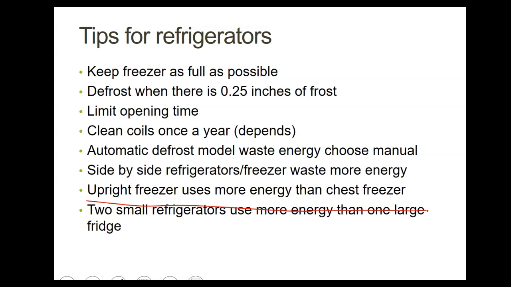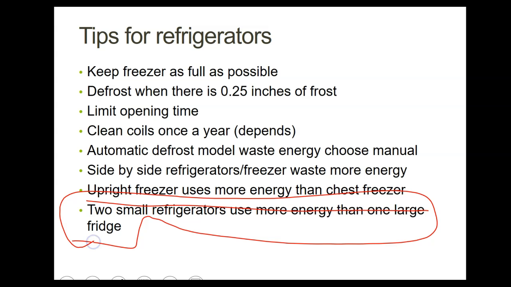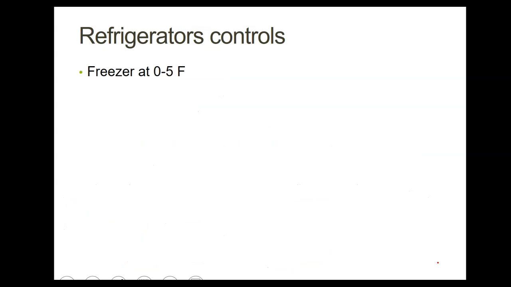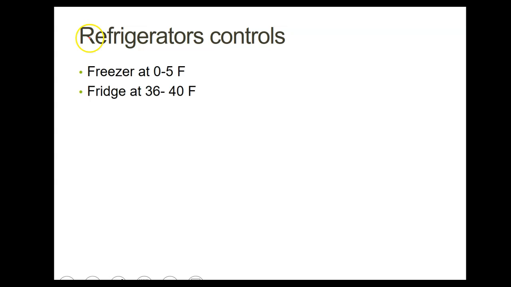Two small refrigerators use more energy than one large fridge. So it's good to size the fridge you need instead of having two at the same time. Old models more than 10 years, again, you gotta check the label. It's more than 1,000 to 2,000 kilowatts per year, which is a lot. Controls: you want to keep your freezer at 0 to 5 degrees Fahrenheit, fridge at 36 to 40 Fahrenheit. That's kind of keeping your fridge optimized.